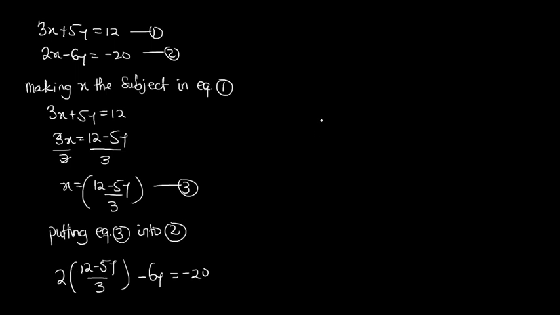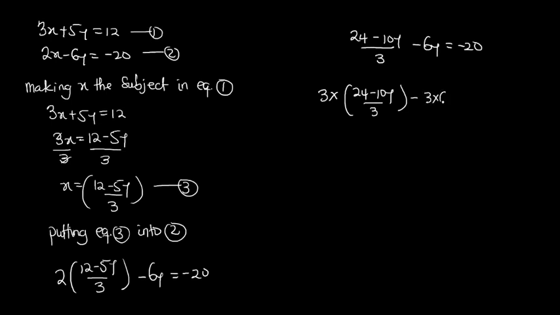So 2 multiplied by 12 will give me 24. Then 2 multiplied by 5 will give me 10y, all on 3, minus 6y is equal to minus 20. Now we still have a fraction over here, so I'm going to multiply through by 3. If I do that, I have 3 multiplied by (24 minus 10y) on 3, minus 3 multiplied by 6y is equal to minus 20 multiplied by 3.